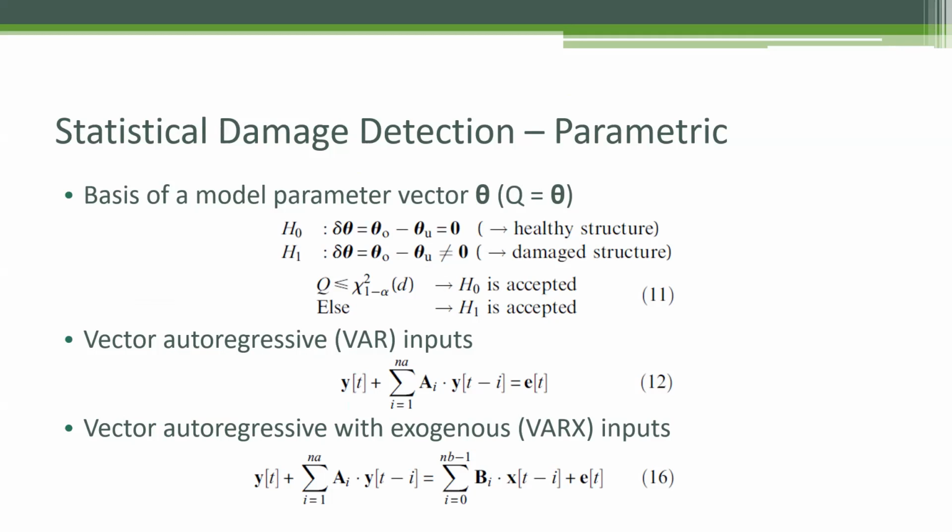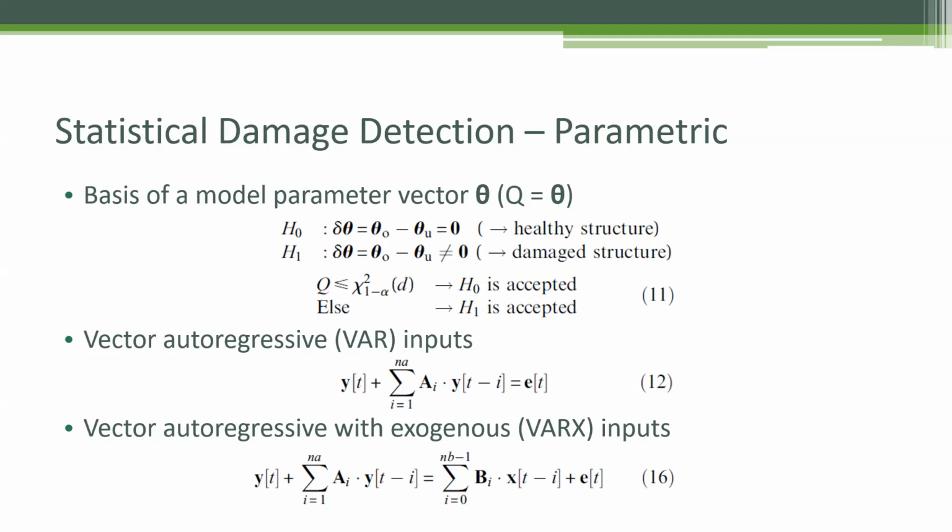Following the chi-square distribution and a risk level, equation 11 shows that the null hypothesis was accepted provided the model parameter Q fell within the bounds of the chi-square distribution. For the representation of the structural dynamics, the following vector autoregressive, or VAR, inputs in equation 12 were used in line with the parametric hypothesis test.